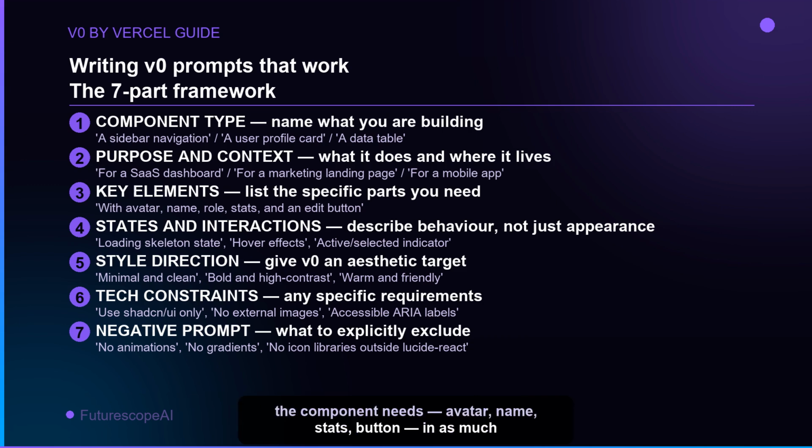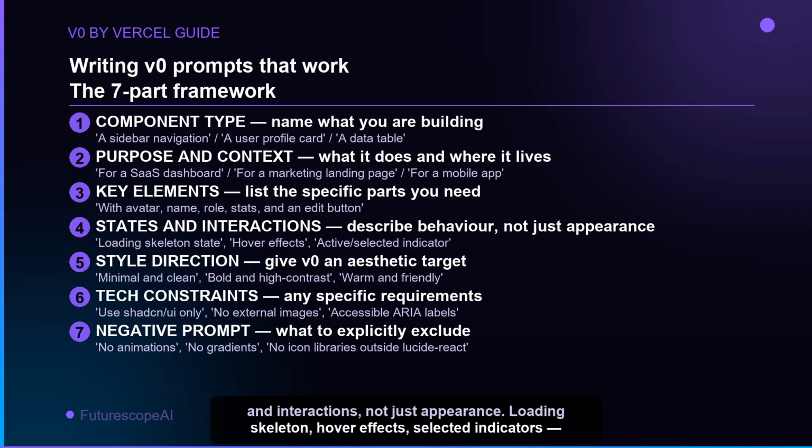4. Describe states and interactions, not just appearance. Loading skeleton, hover effects, selected indicators, these are the things that make a component production ready. 5. Give a style direction. Minimal, bold, warm, high contrast. V0 translates aesthetic words into Tailwind choices.